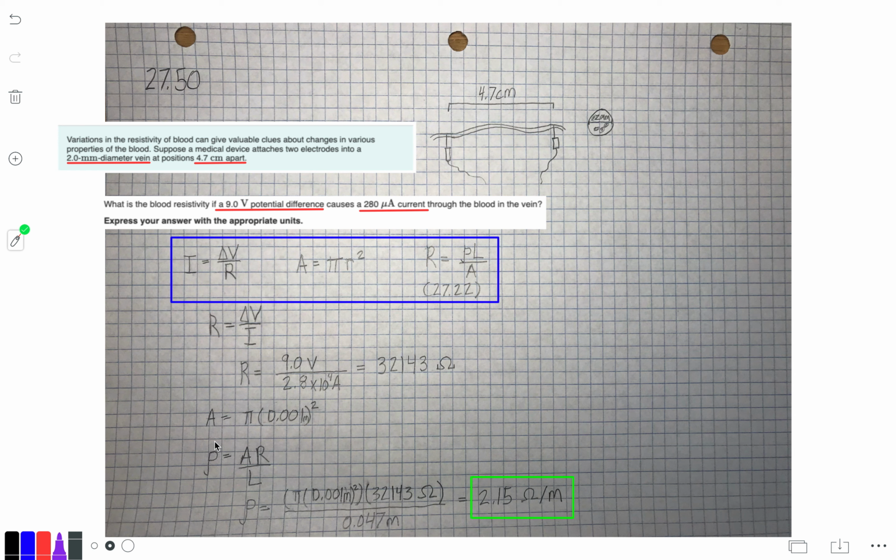But since it's the resistivity of a material, it's going to be known as rho. And so when we're solving for our rho here, we just take our area and multiply it by our resistance in ohms here, and then we divide that by the length. And in our case, the length is just the distance of the electrodes converted into meters. And when we do this, one of these meters up here will cancel with this, and we are left with ohm meters. And our answer is going to be 2.15 ohm meters.